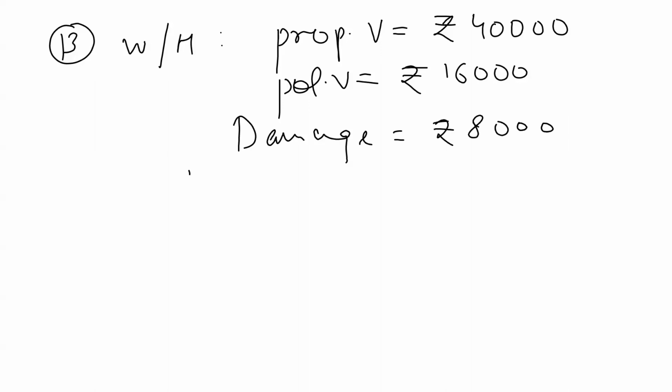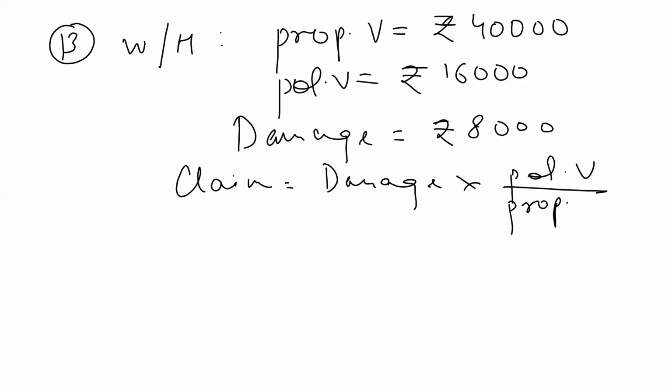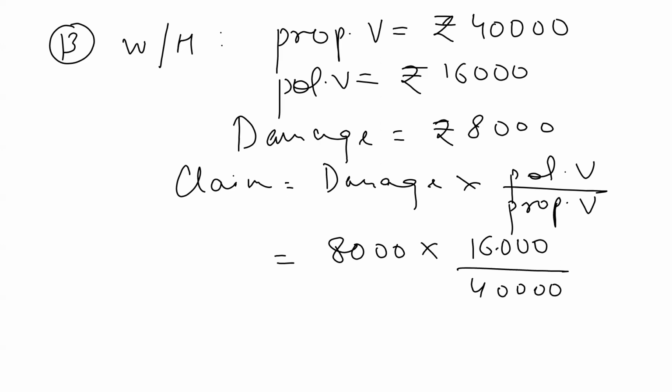After damage, the customer obviously claims for the losses. So that is equal to damage into policy value upon property value. So damage is equal to 8,000, policy value is equal to 16,000, property value is equal to 40,000. Okay, cancel the zeros. So 4, so rupees 3,200. This is the claim only on warehouse. Now let's understand how to proceed for the next, which is under goods.